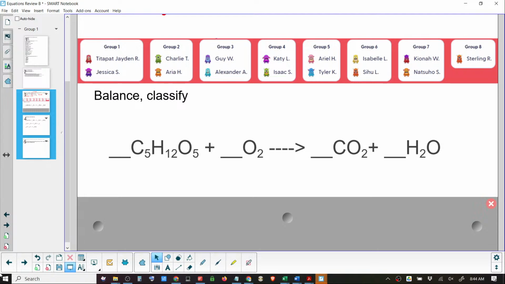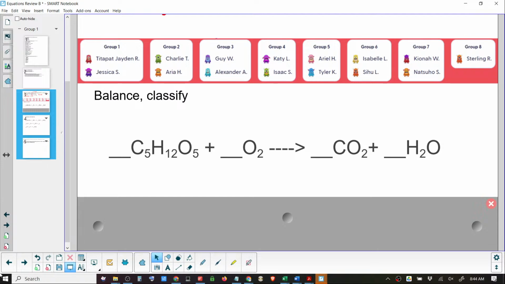Nice. Once you have it balanced, identify the type of reaction. 11. And then 10. You just copy. Minus 10. It is 24, so it's 12. It's 22. Okay. And then the type of reaction.